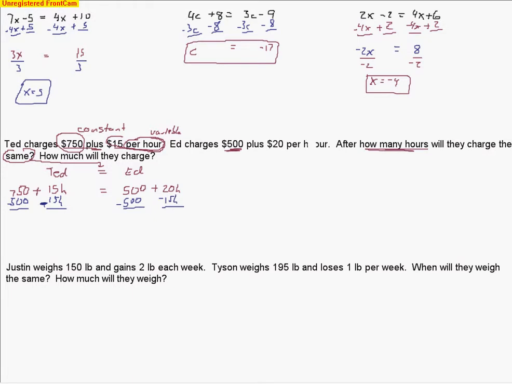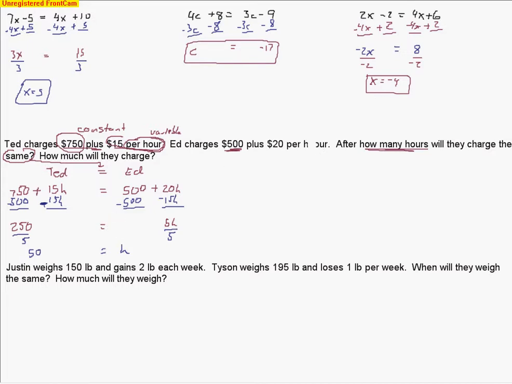And so what I'm left with, when I do that subtraction, is 250 equals 5h. So I just have one more step there, divide by 5, and that leaves me with my answer. 5 goes into 25 5 times, but I've got to carry up that 0, so 50 hours they're going to be working until they charge the same.